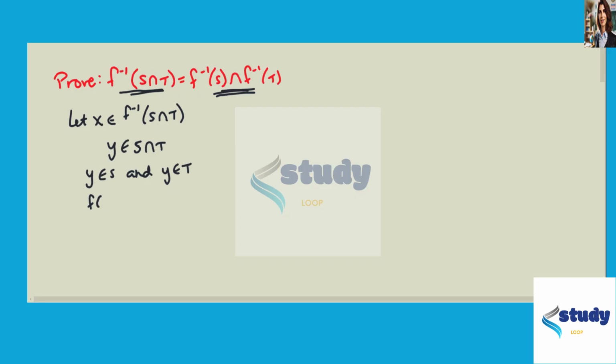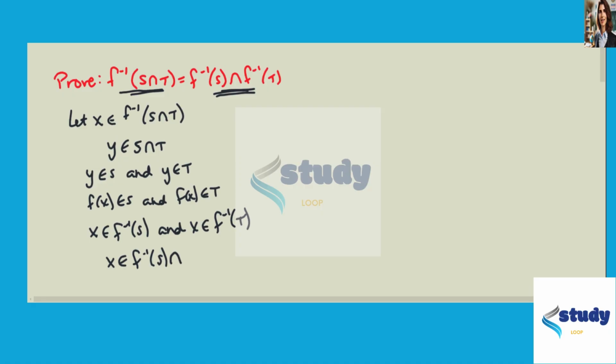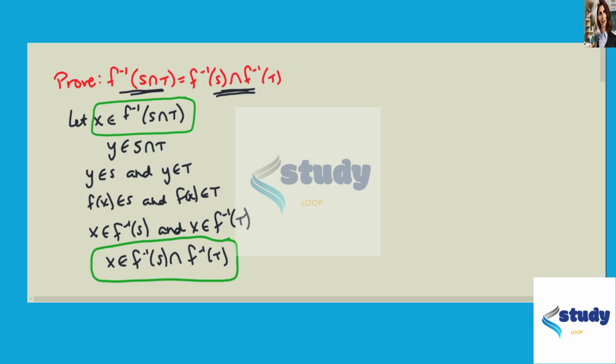Okay, well, y equals f of x. So f of x is an element of s and f of x is an element of t. So x is an element of the inverse function of s, and x is an element of the inverse function of t. And is the intersection, so I can bring these two together. Okay, so I started by saying x was an element of the left-hand side, and I ended with x being an element of the right-hand side. So that direction has been proved. The first is a subset of the second. Now let's go the other direction.